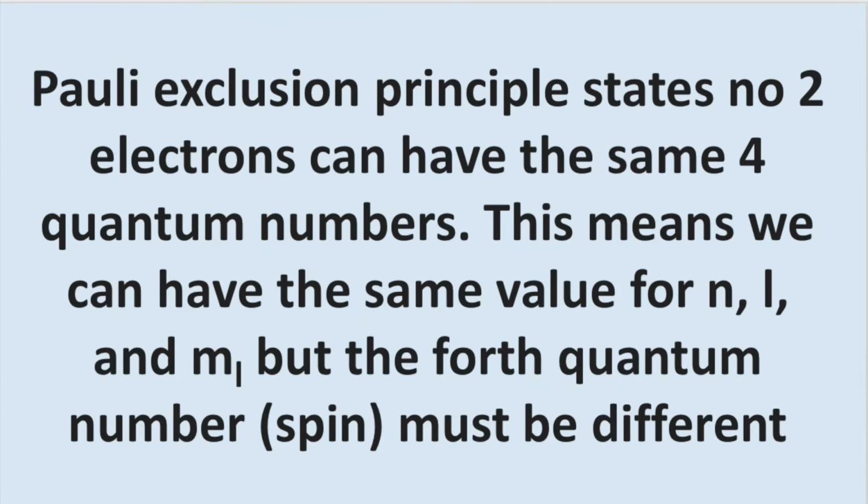But before we can write the electron configuration, we must first introduce the Pauli exclusion principle, which states that no 2 electrons can have the same 4 quantum numbers. So what this means is we can have the same value for N, L, and ML, but the 4th quantum number, spin, must be different. This is why when we write the orbital diagrams, we have half arrows pointing up and pointing down. Okay, so let's continue with writing the electron configuration for helium.